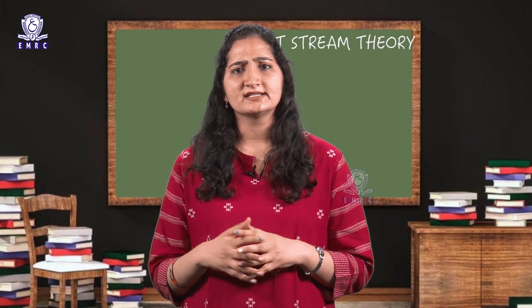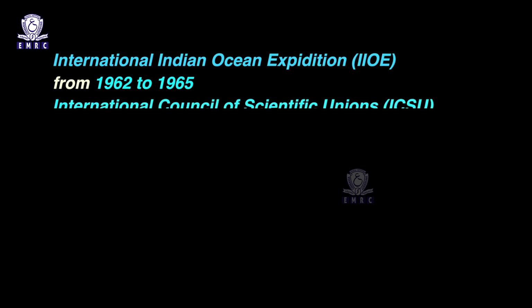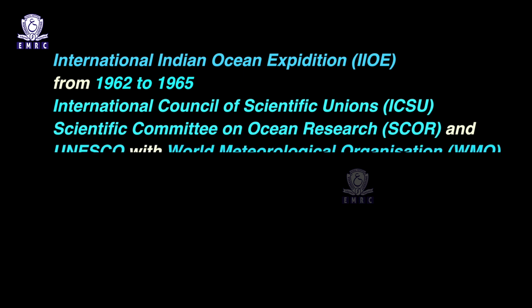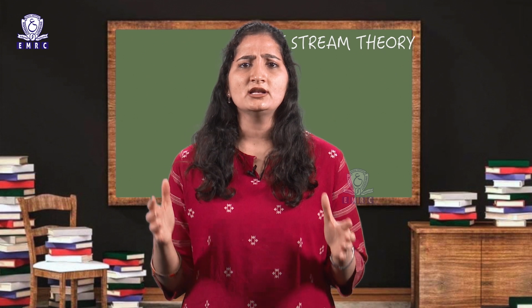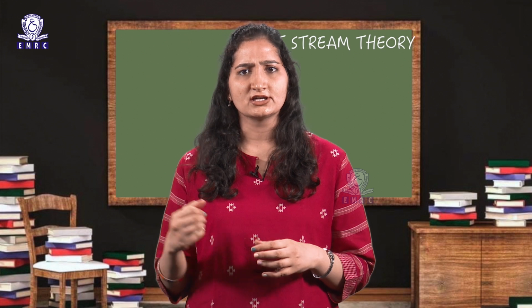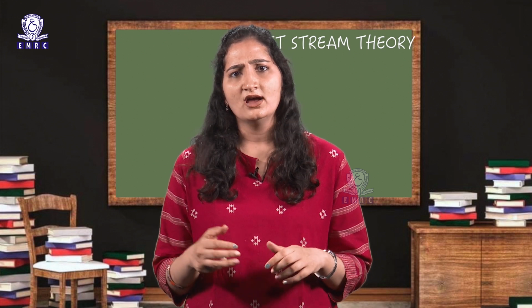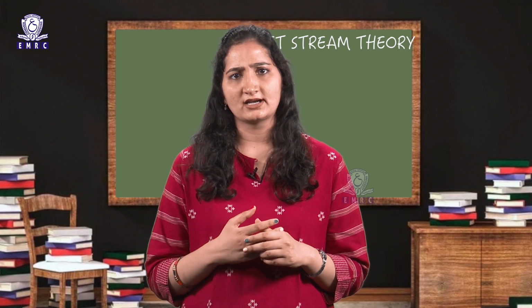The first attempt was done during the International Indian Ocean Expedition from 1962 to 1965. It was organized jointly by the International Council of Scientific Unions, Scientific Committee on Oceanic Research, and UNESCO with the World Meteorological Organization joining the meteorology program. Special oceanographic and atmospheric studies were carried out with the aid of research vessels, instrumented aircraft, rockets, as well as special upsonde and dropsonde soundings.